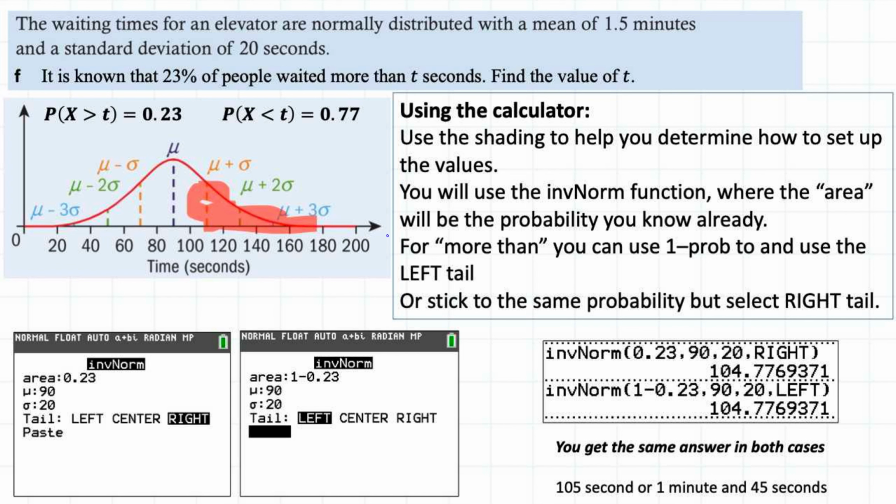So I can use 0.23, 90, 20, but this time my shading is to the right. My tail is to the right, and I can compute the value. So notice when it's to the right, I get 104.7769. Alternatively, if your calculator doesn't have those options, or if you don't want to switch the tails, you always want to keep it to left tail, I could do the less than and just take 1 minus the 0.23. So the area less than t is 0.77, and then pick a left tail. In this case, if I pick a left tail and I do the area 1 minus, I get the exact same answer, which is 105 seconds, which is 1 minute and 45 seconds.